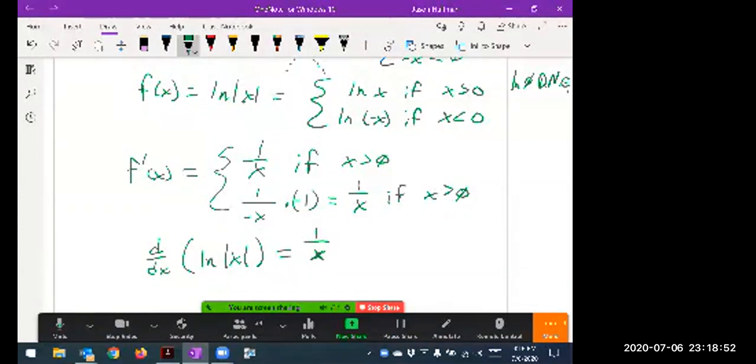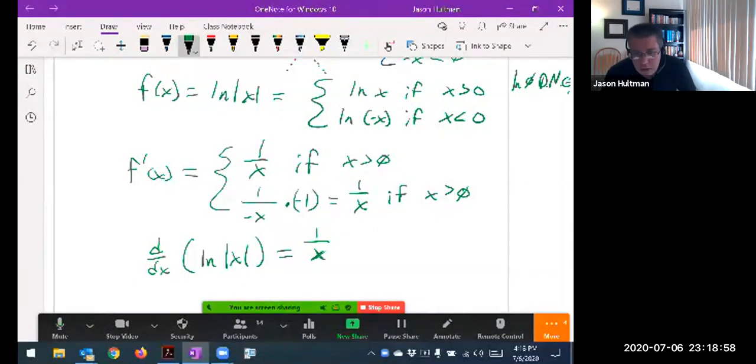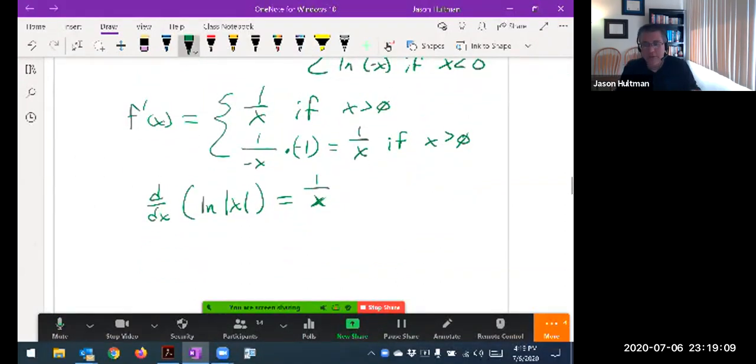Okay, absolutely. And that's why this is so powerful, because all roads lead to 1 over x. Isn't that kind of cool? If we just make it the natural log of an absolute value, we don't have to deal with these 2 different outcomes. We only have to deal with one outcome. The one outcome is 1 over x.